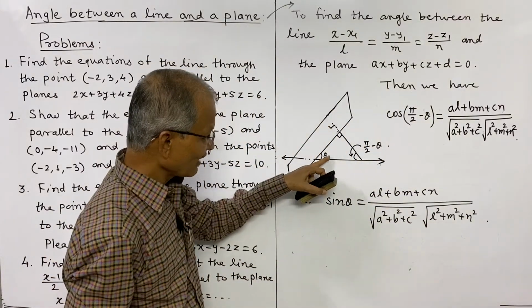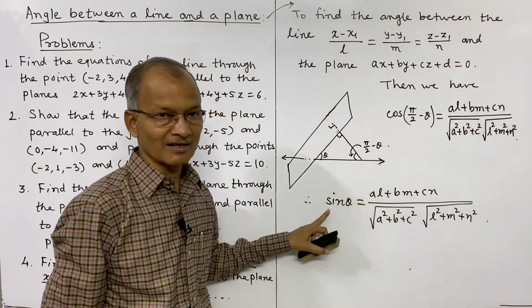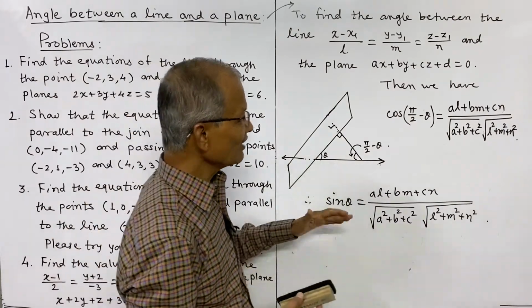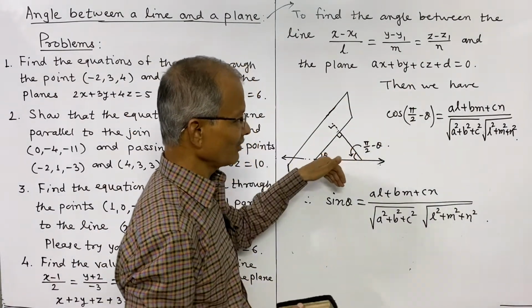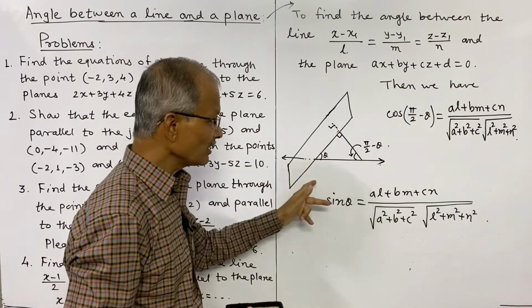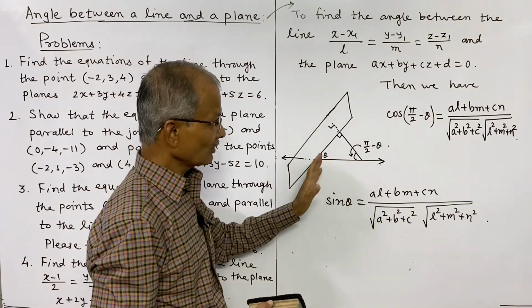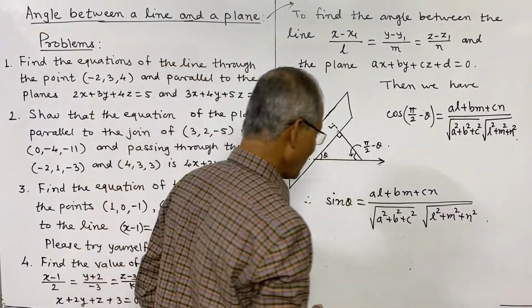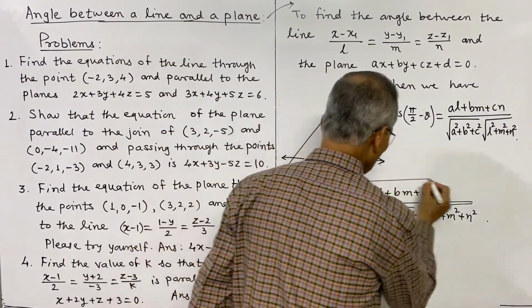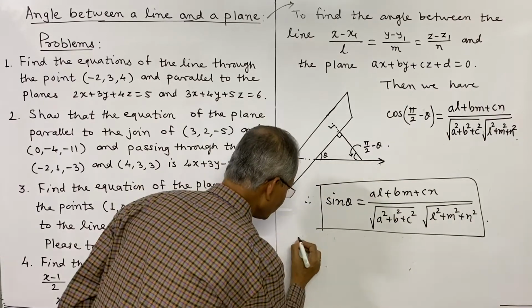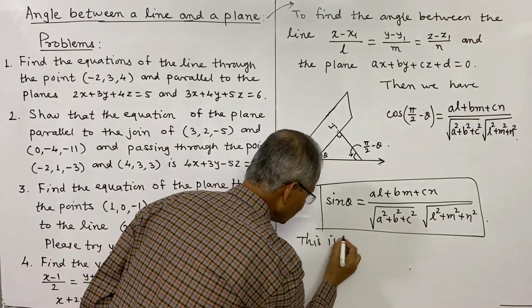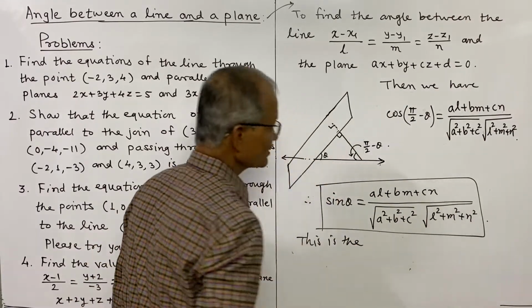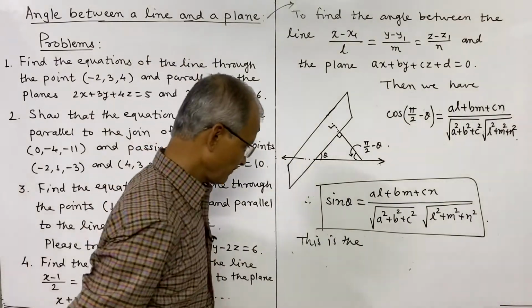Now this gives the angle between the two lines in terms of sine. Generally the formula for the angle between two lines is in terms of cos, but we have obtained the angle which is the complement of this, pi by 2 minus theta, so that is theta, and this is the required angle, or this is the angle between the line and the plane.